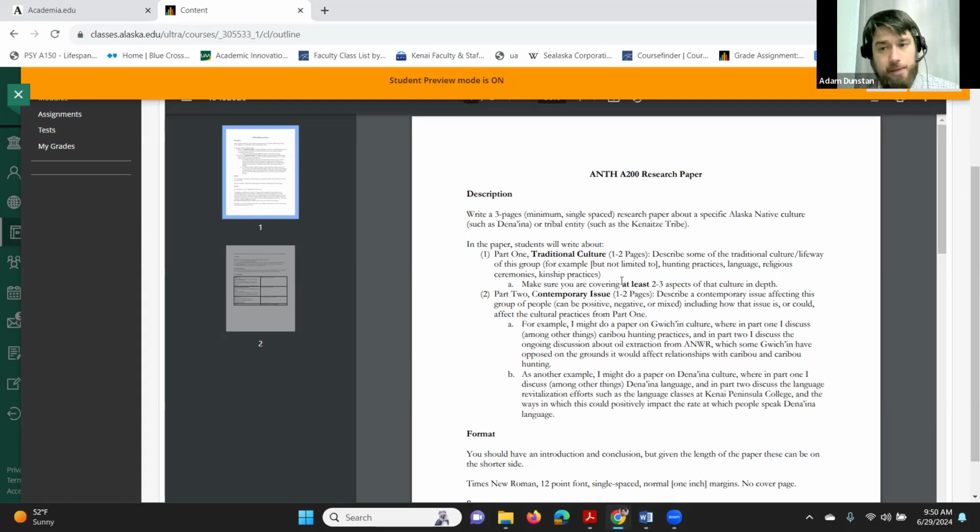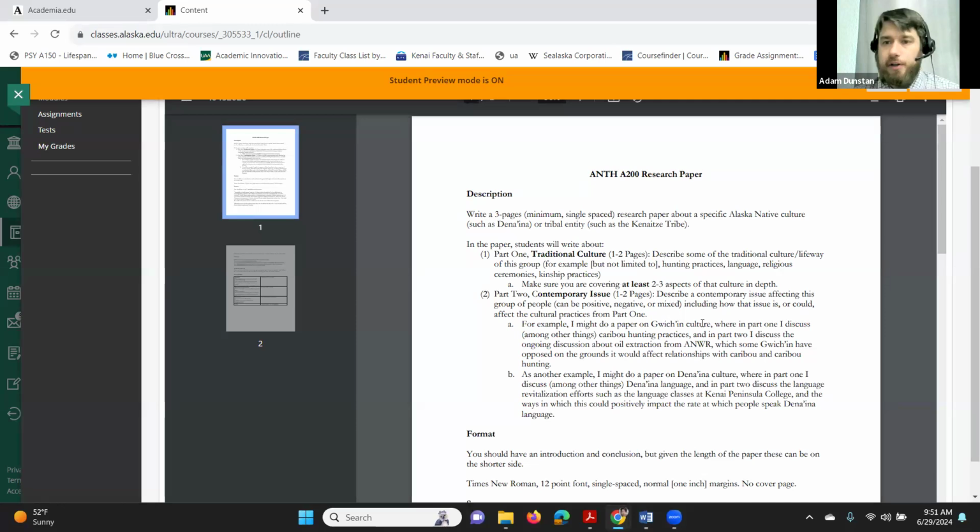And then in part 2 of the paper, you're going to talk about a contemporary issue that is affecting this group of people. And I note there that can be positive or negative or mixed. People tend to go the direction of a negative thing, like language loss over time, or some serious economic or environmental issue that's affecting folks' well-being.